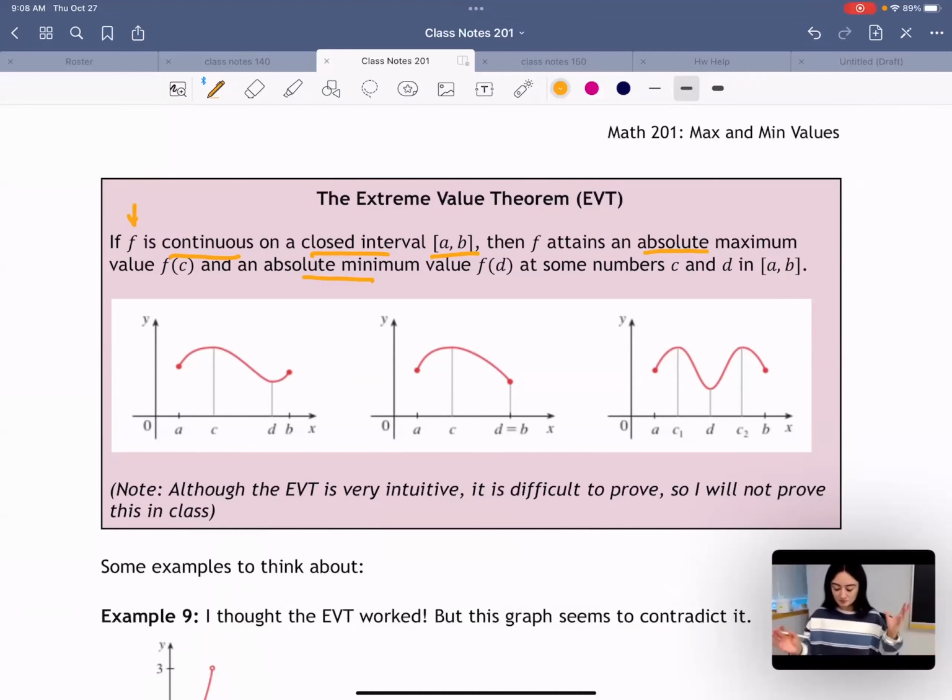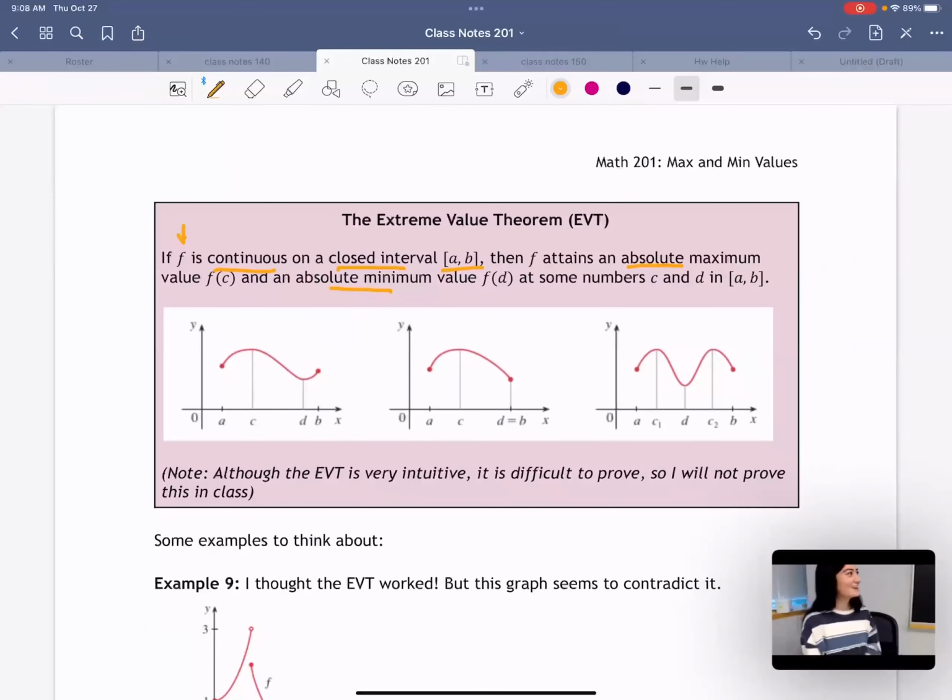Now, I will not prove this in class. This is a very hard theorem to prove, so I'm not going to do that for you. If you would like to, you can ask your discrete math teacher to do it and make them mad, but don't make me do it. But let's go through some examples and see some things that make the extreme value theorem true or not true.